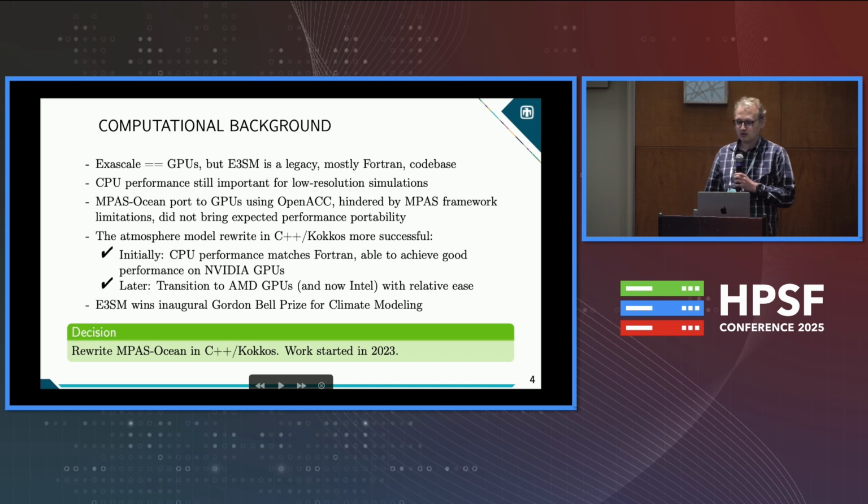The atmosphere model decided to port to C++ and use Kokkos, and that has been more successful. They were able to match Fortran performance on CPUs and obtain good performance on first NVIDIA, later AMD, and now transitioning to Intel GPUs with relative ease. And this culminated with E3SM winning the Gordon Bell Prize for climate modeling for high-resolution atmosphere simulations. So given all of that, it seems natural to do the same for the ocean, and that's what we're doing.